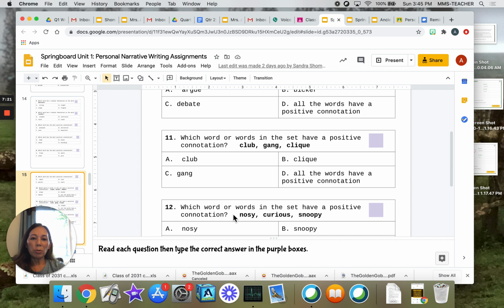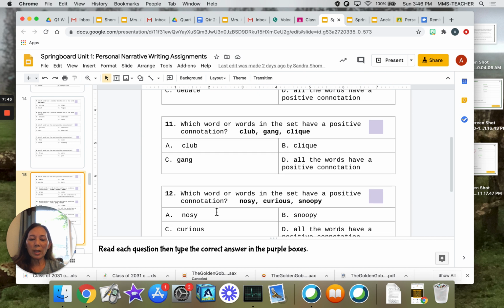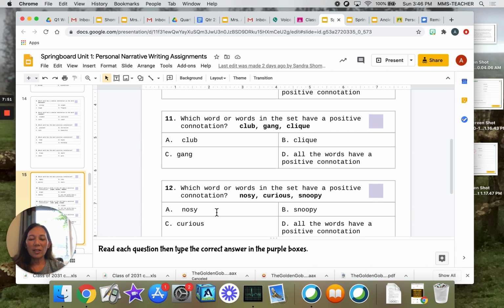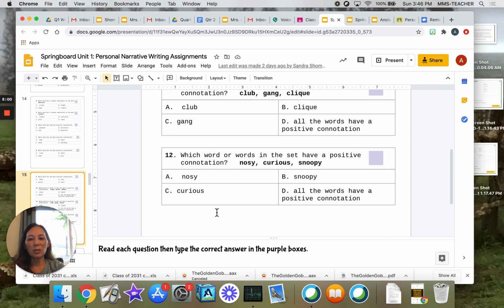Number 11, which word or words in the set have a positive connotation? The words we're looking at are club, gang, or clique. So is it A, club, B, clique, C, gang, or D, all the words have a positive connotation? Number 12, which word or words in the set have a positive connotation? Nosy, curious, snoopy. A, nosy, B, snoopy, C, curious, or D, all the words have a positive connotation.